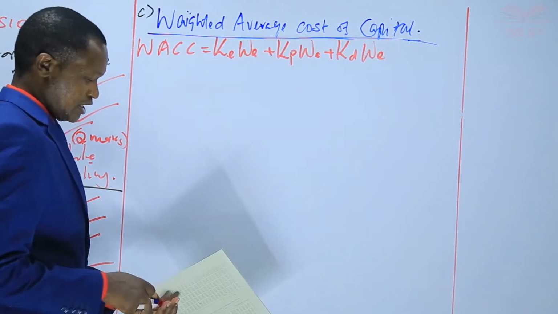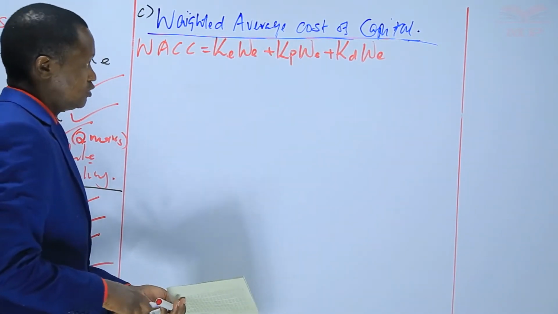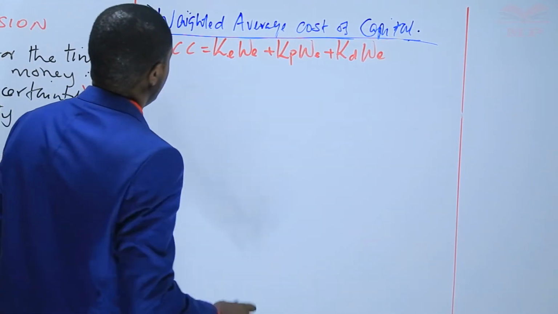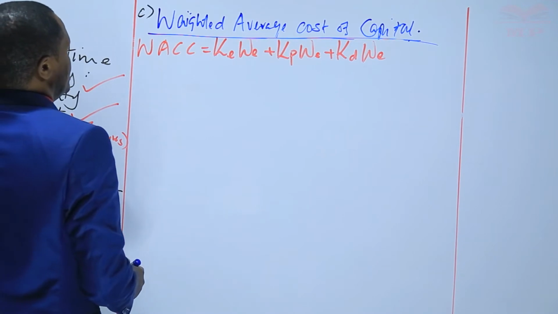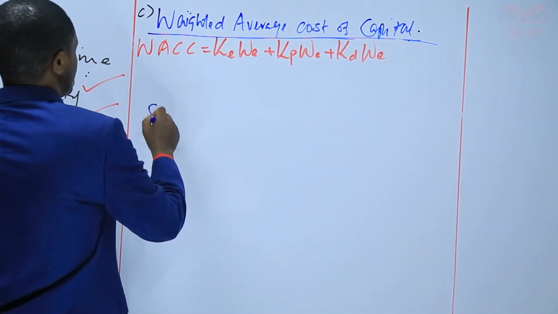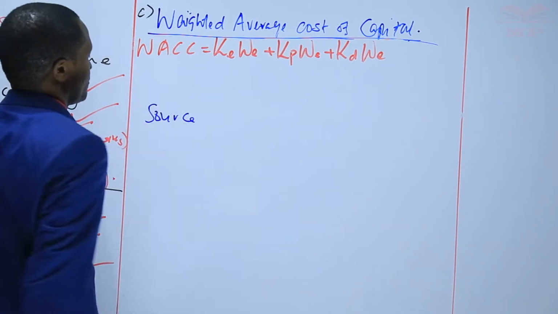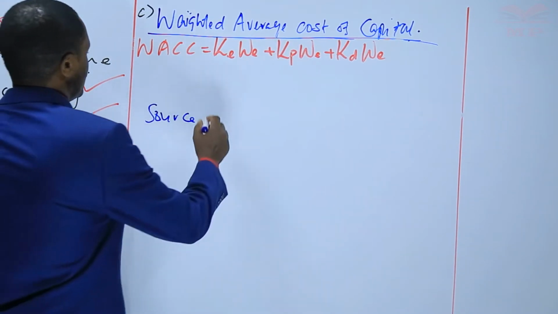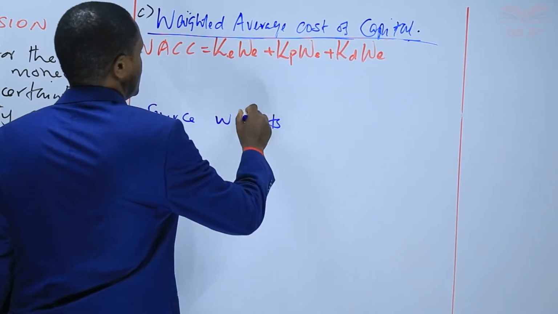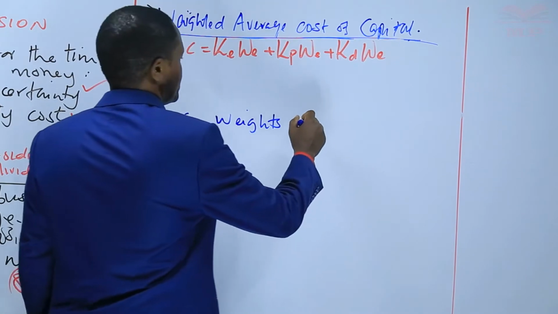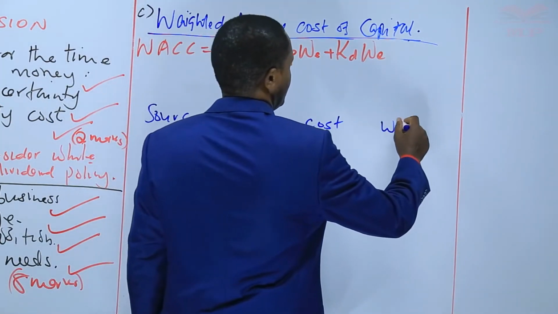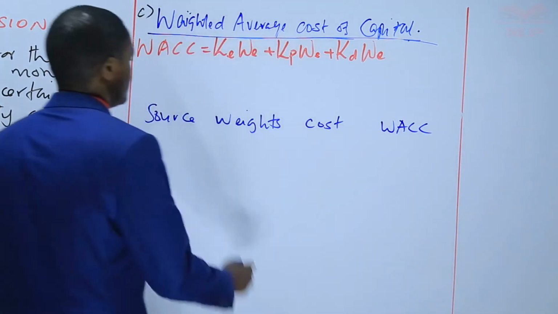So candidates, I'm going to use a table to determine the weighted average cost of capital. The first column will be the source. Then the second column, I have the weights. The third column, I'll have the specific cost. And the last column is the weighted average cost of capital.